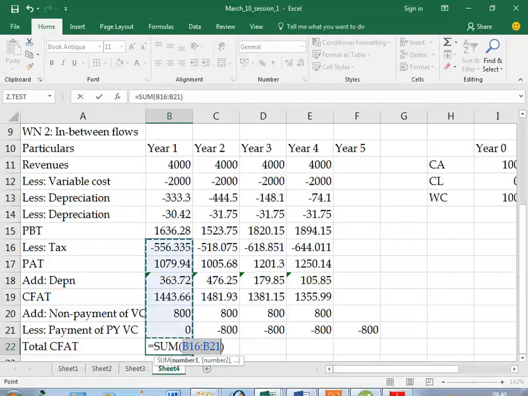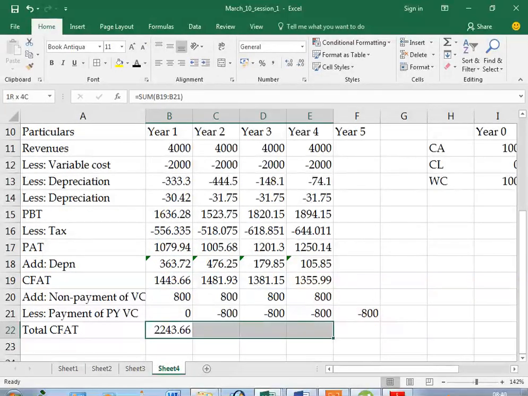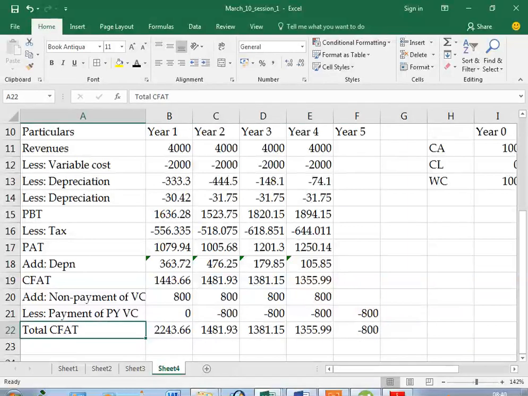forget about that cash adjustment as of now, that will be a little confusing for you to understand. So the project will give 2243 lakhs in year 1, 1481 lakhs in year 2, 1381 lakhs in year 3, 1355 lakhs in year 4, and will have an outflow of 800 lakhs in year 5, because I did not pay it. Clear? Able to understand this?